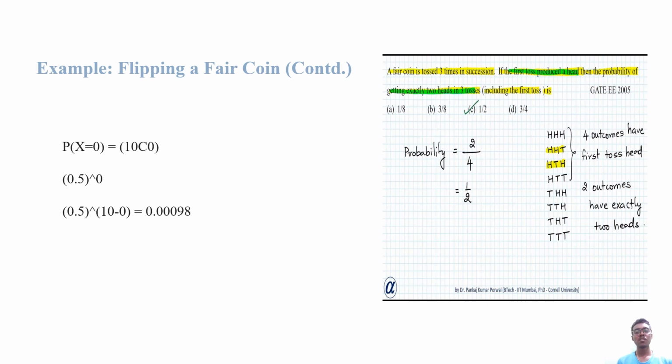And the next example, a fair coin is tossed 3 times in succession. If the first toss produced a head, then the probability of getting exactly 2 heads in 3 tosses, including the first toss, is 2 by 4, which means 1 by 2. So the answer is 1/2. We have 4 outcomes with the first toss as heads and 2 outcomes having exactly 2 heads. So 2/4, which is equal to 1/2.